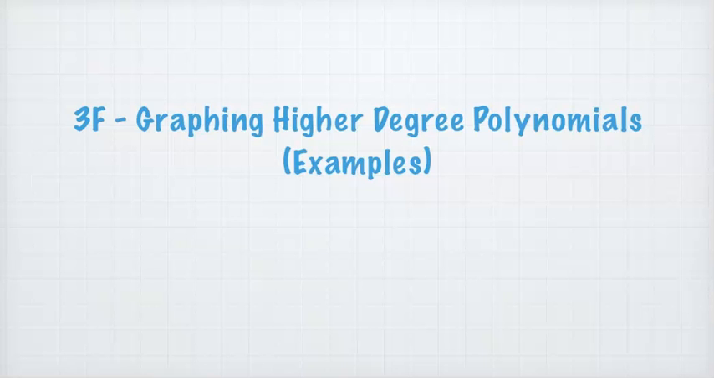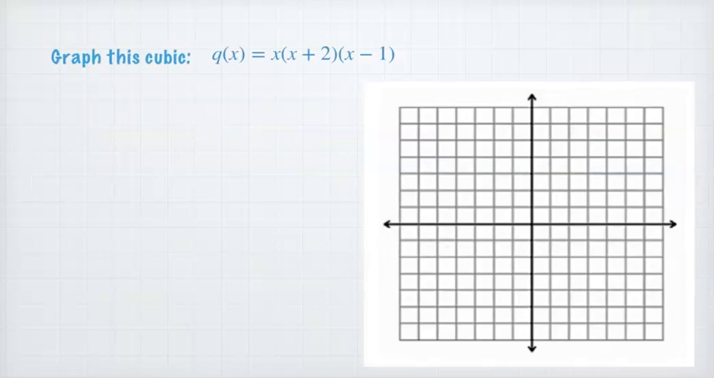Now let's look at some examples of graphing higher degree polynomials. Okay, our first example is a cubic. I know that because there's an exponent of 1 here, and 1 here, and 1 here, and when I add them all up, I know that this has a degree of 3.